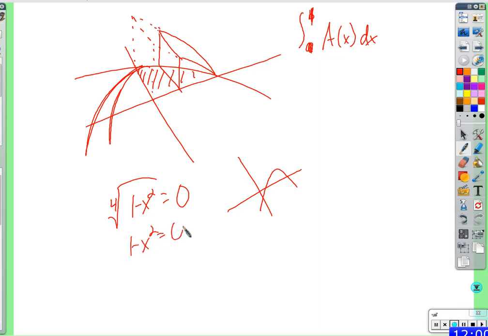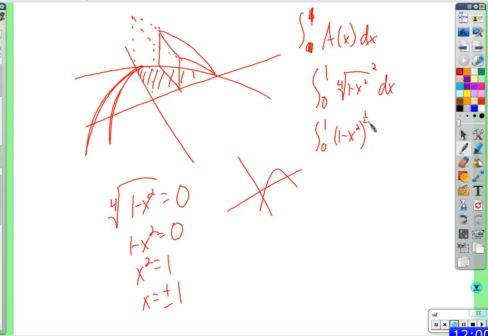Is it from 0 to 1? How'd you figure that out? Making the equation y equals 0. Yeah, where does it cross the x-axis? At -1 and 1. So it's kind of symmetrical. So the fourth root of 1 minus x squared, set it equal to 0. 1 minus x squared equals 0, x squared equals 1, x equals plus or minus 1, and you take the square root of both sides. So it must be from 0 to 1.